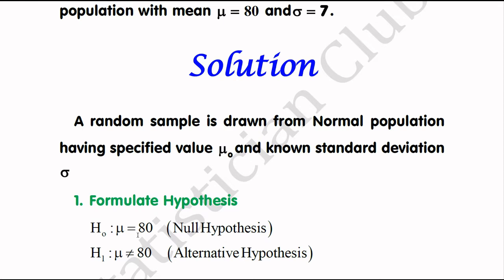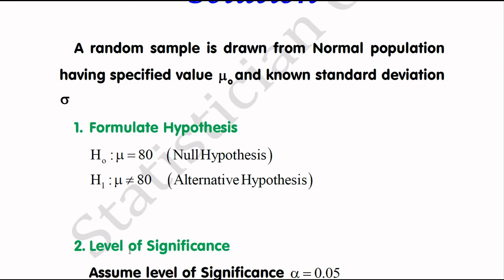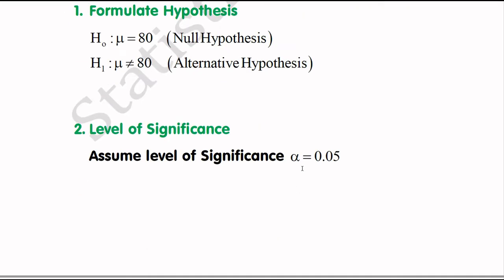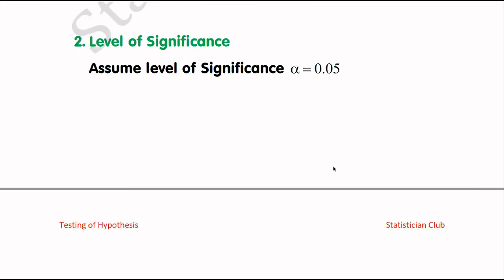Mu is equal to 80. As you know, the equality sign is always used in the null hypothesis. We want to test whether the population mean mu is equal to 80, and its opposite, not equal to 80, is the alternative hypothesis. Level of significance was not specified in the statement, so we use 0.05. Mathematically it is represented by alpha. Alpha is equal to 0.05. We use alpha equal to 0.05 because this is the most commonly used level of significance.